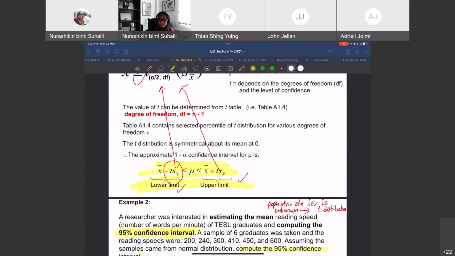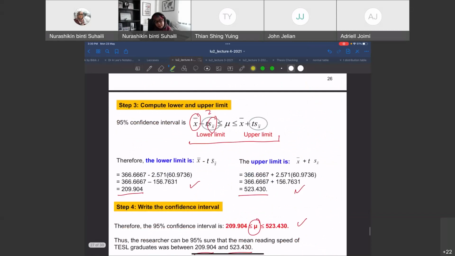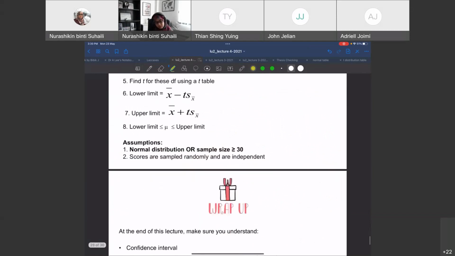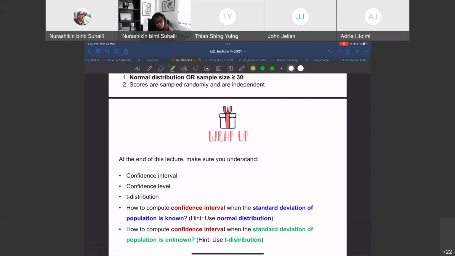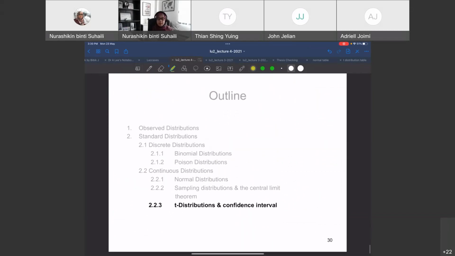Any questions? So that's the two examples. The first example just now, when the standard deviation of the population is known, we use Z, and when it is unknown, we use T. So that's what today's topic is all about. We have covered sampling distribution, central limit theorem, and then confidence interval first, and then we move to the T distribution.